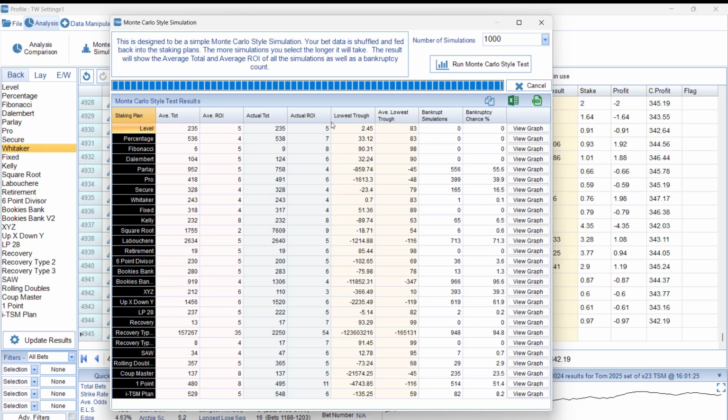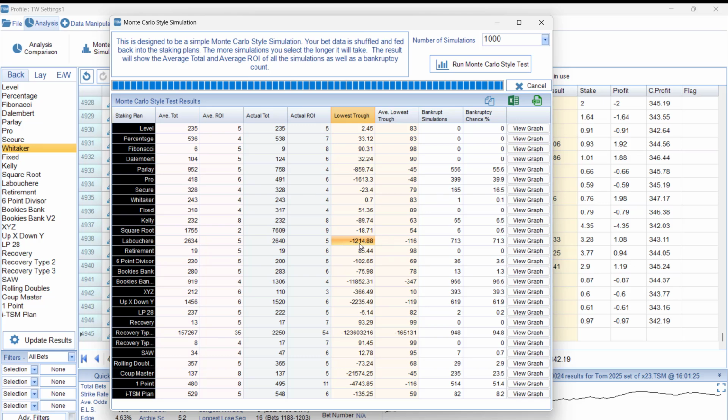And again, yeah, level stakes, not going bankrupt there. And we see with 1,000 shuffles, the average profit it made, 235. And we compare that with the actual total we got. It doesn't mean so much with level stakes because everything's on the same bet. But if we go back to the Labouchere, we can see our average total 2,634 and actual total 2,640. Well, that's kind of similar there. And we can see the lowest trough in those 1,000 simulations was minus 1,200. And bear in mind, we're starting with a 100 unit bank.